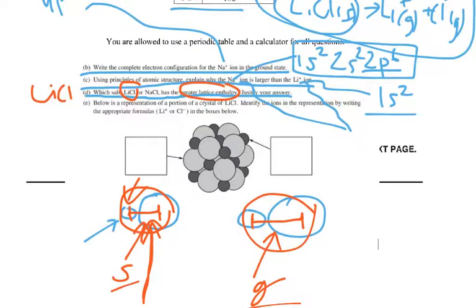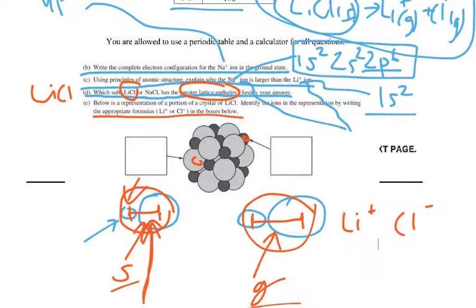I will have an answer in the next slides, but for now, just listen to what I have to say. Now, E. Below is a representation of a portion of a crystal of lithium chloride. Identify the ions in the representation by writing the appropriate formulas Li plus or Cl minus in the boxes below. So we have a big circle and a small circle. The question is, is Li plus the small circle or Cl minus the small circle?